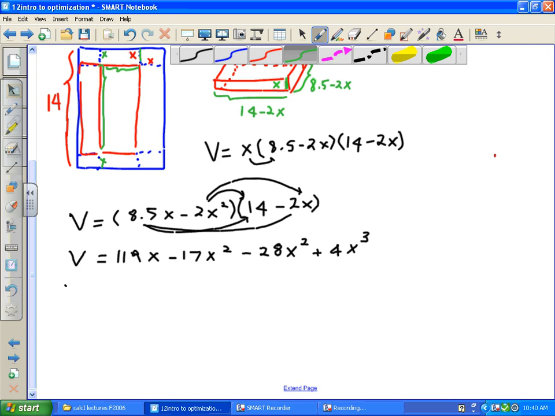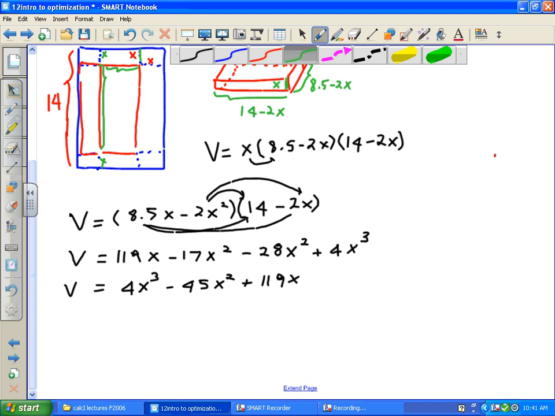Can we clean this up a little bit? The x squared terms we can simplify a little bit, right? So I'm going to also put the highest degree term first. That's 4x cubed. What do you get when you combine negative 17x squared minus 28x squared? Minus 45x squared. And the last one is plus 119x. Now that we have our objective function, we want to maximize the volume, right? We're trying to create the largest possible volume with the same sheet of paper that we have been given. So now the question is, what do you do from this step forward?